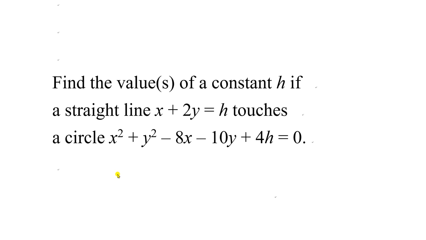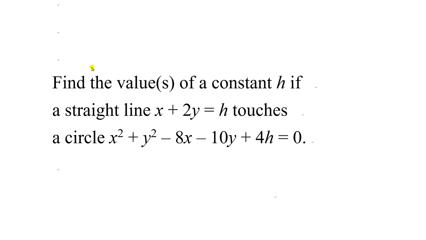Okay, let's look at this question. Find the values of a constant h if a straight line x plus 2y equals h touches a circle x squared plus y squared minus 8x minus 10y plus 4h equals 0. As you can see, I want this straight line to touch this circle, so you need to find a specific value of h to satisfy this condition.